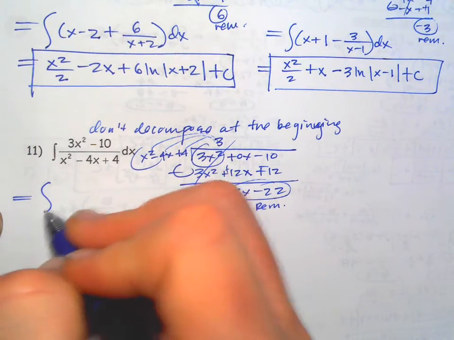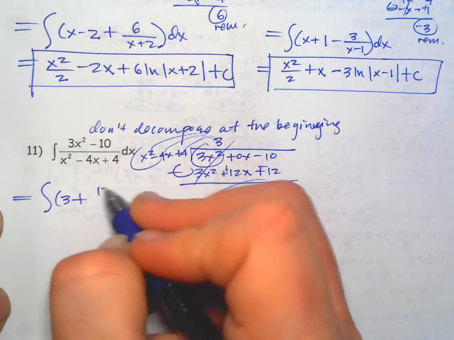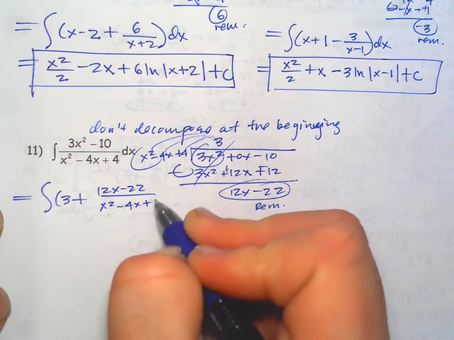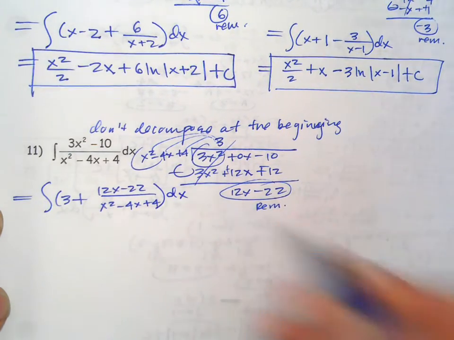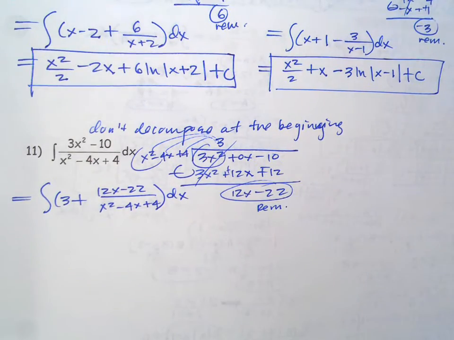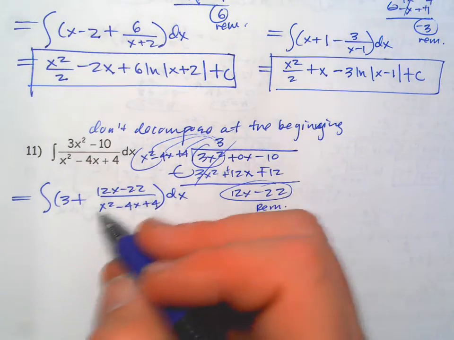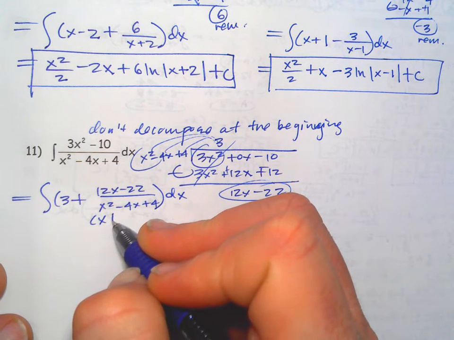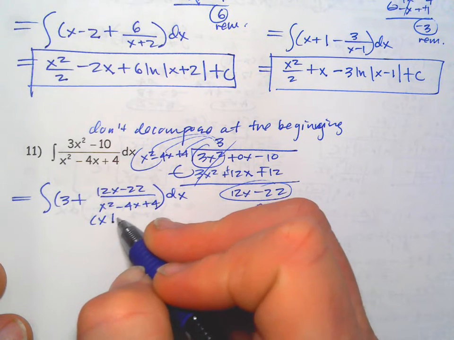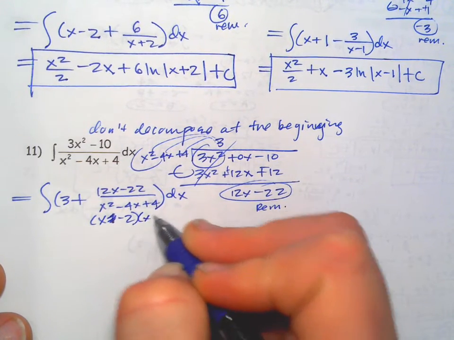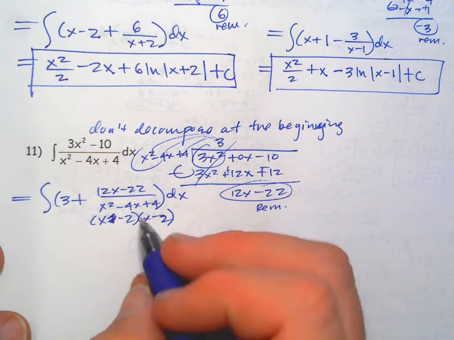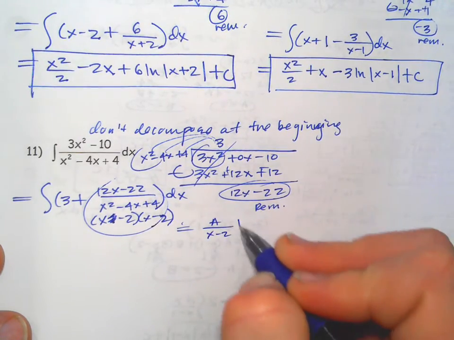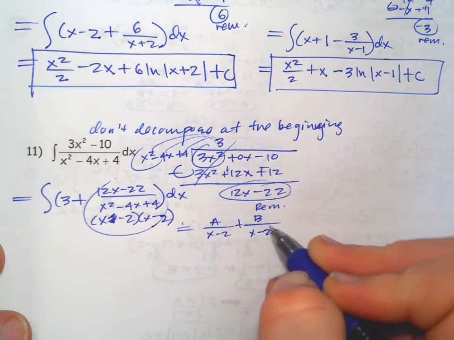So what we have now is 3 plus 12x minus 22 over x squared minus 4x plus 4 dx. Now, here's the deal. If you try to use substitution, it doesn't work. So we're going to have to use partial fractions on this. So let's see, x minus 2, x minus 2. So not just partial fractions, but repeated. So this is going to equal a over x minus 2 plus b over x minus 2 squared.